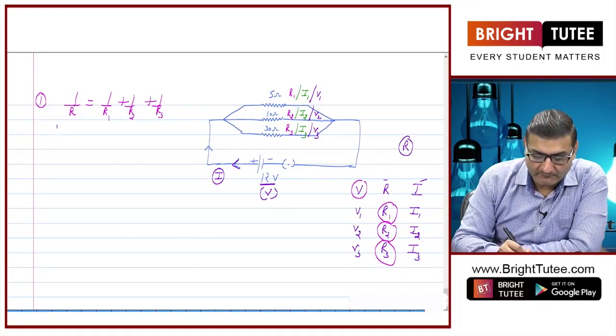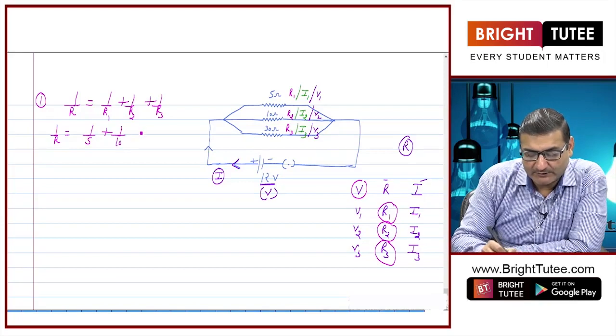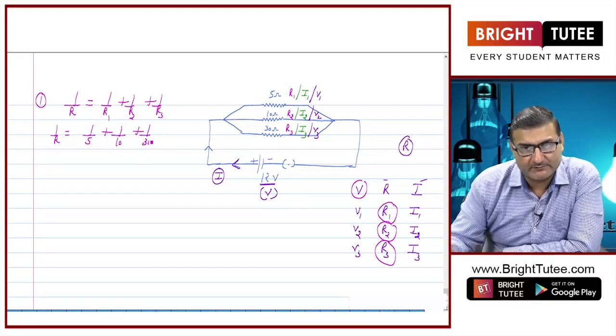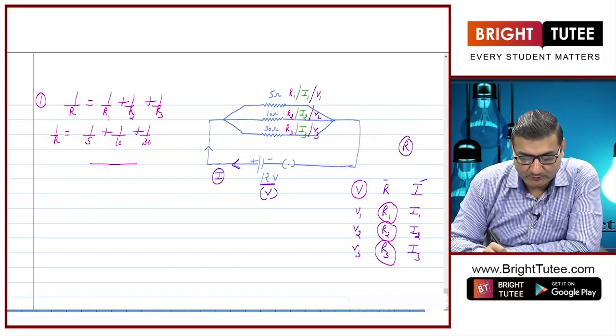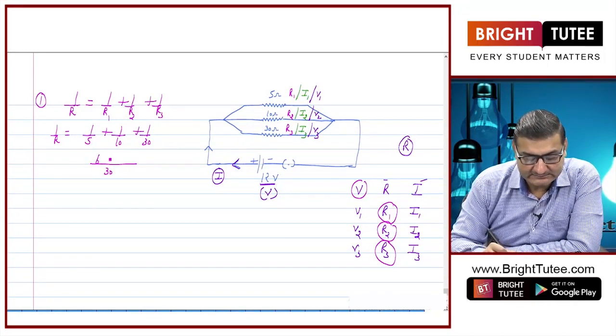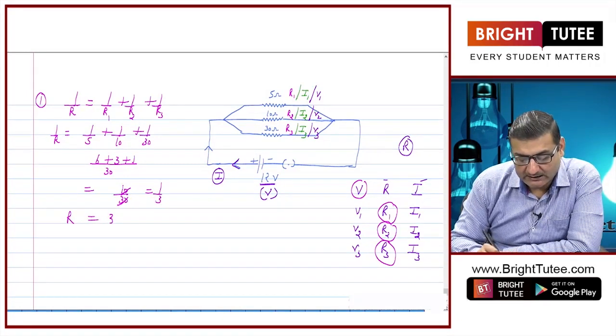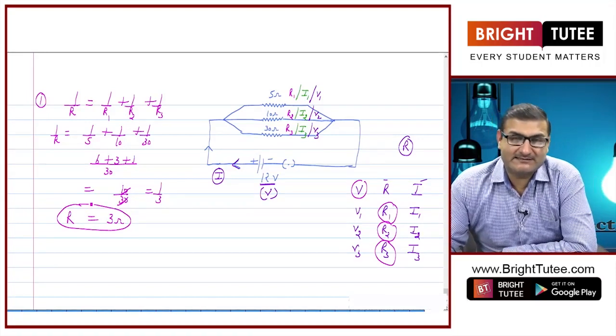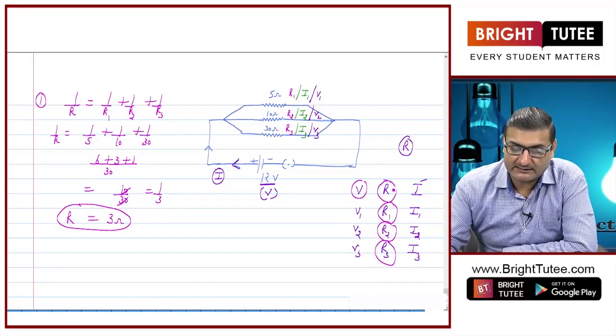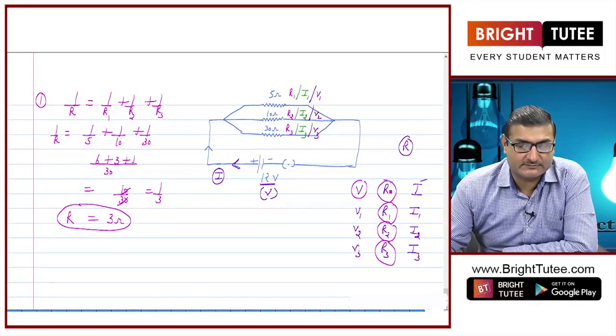So, 1 upon R will become 1 upon 5 ohms plus 1 upon 10 ohms plus 1 upon 30 ohms. Taking the LCM to be 30, we get 6 plus 3 plus 1, that is 6 plus 3 is 9, plus 1 is 10, so 10 by 30, that means 1 by 3. Taking the reciprocal, R comes out to be 3 ohms. This is the total resistance. Let us circle it, now that we have found the total resistance.